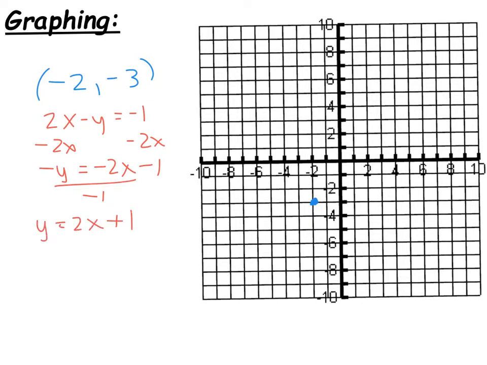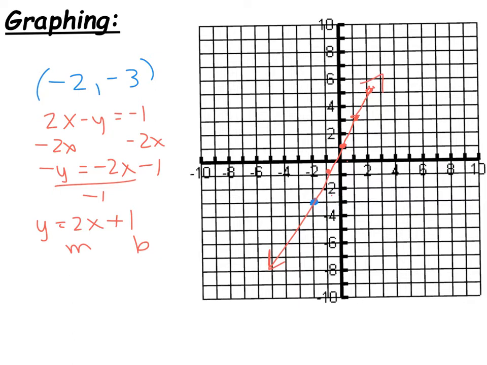So this is my b, and this is my m. We're going to start at 1. We're going to go up 2 over 1, up 2 over 1. Now, as I do that, I could also go down 2 over 1, down 2 over 1. You see how it goes through my blue point. And that is my first equation.